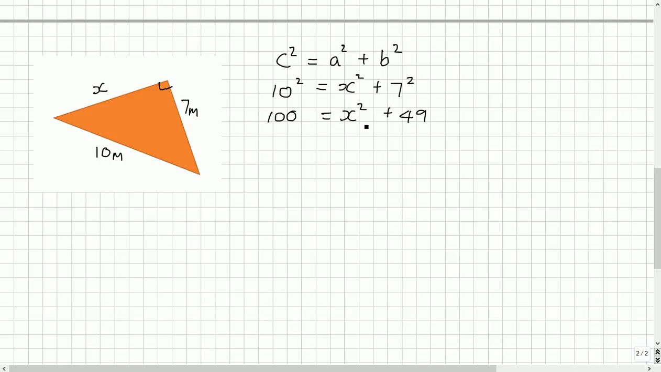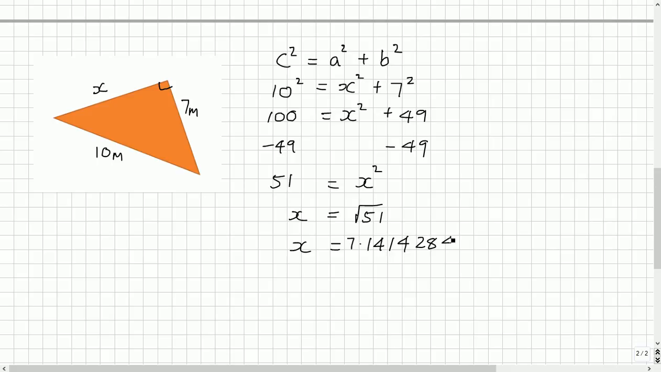And again, we want to get x squared on its own, so we're going to have to subtract 49 from both sides, which would leave us with 51 on the left and just x squared on the right. And then x is the square root of 51, which you will have to do on a calculator. And if you press the right buttons on your calculator, you will get that x is 7.14428.